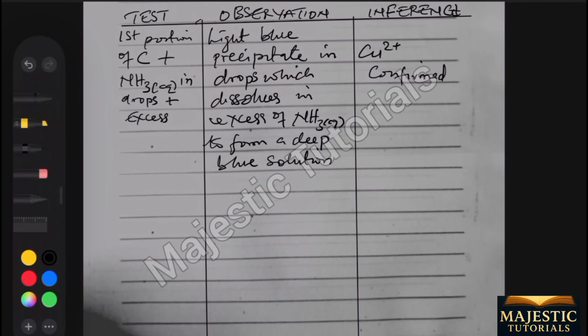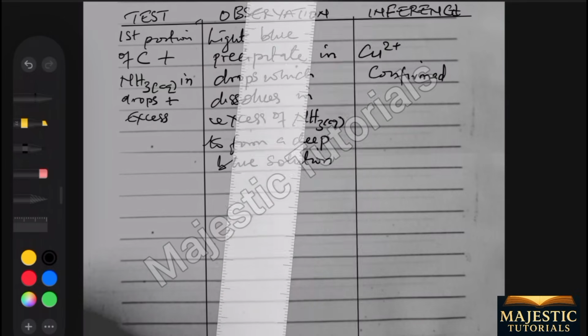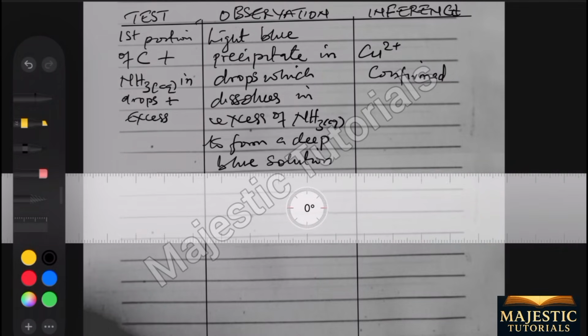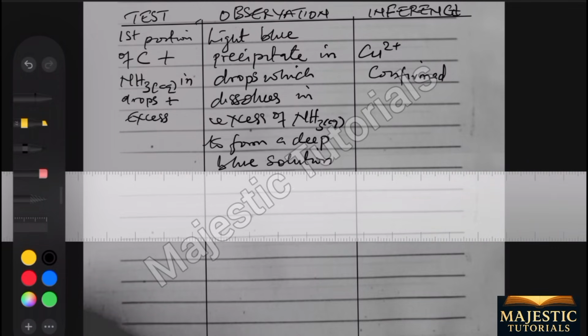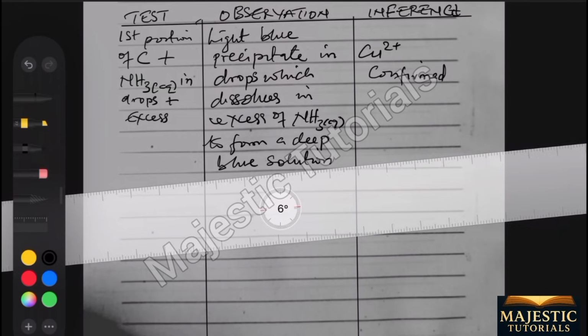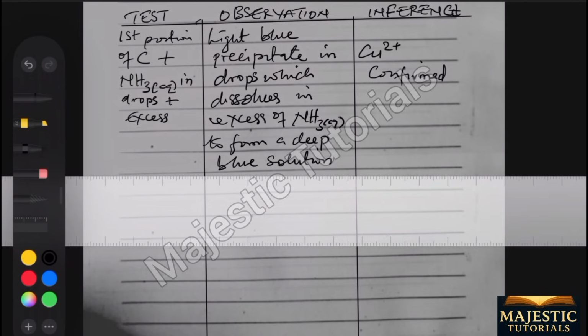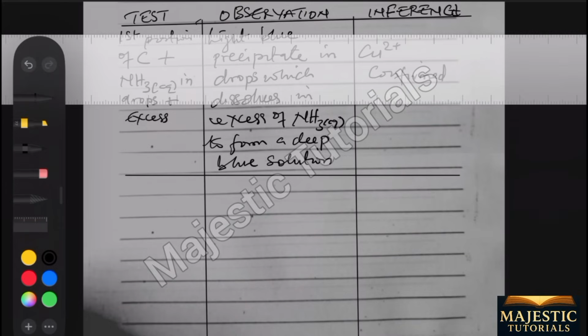Then we go to the next question. The next question tells us to add barium chloride, and then in drops. No. In barium chloride, we don't need it to be in drops or in excess. The next question says to the second portion, add barium chloride aqueous followed by excess HCl. Okay, that's the next thing. Remember, follow the order that the question appears.